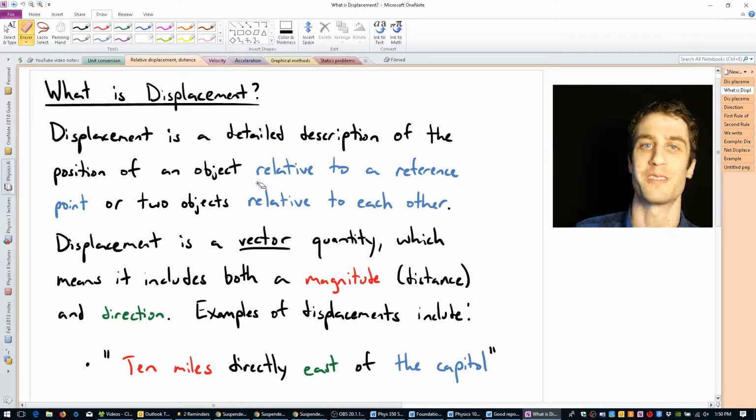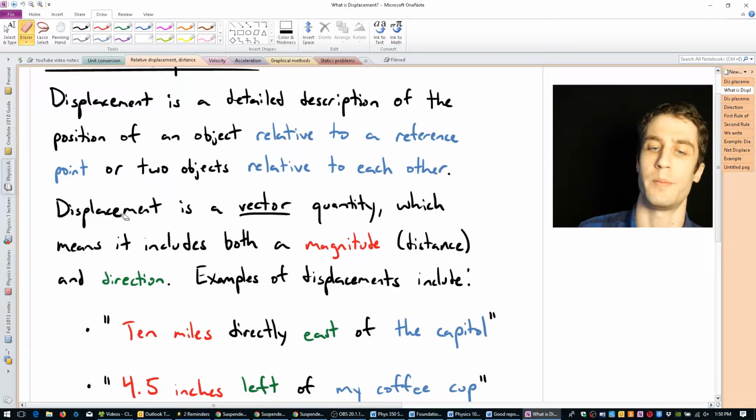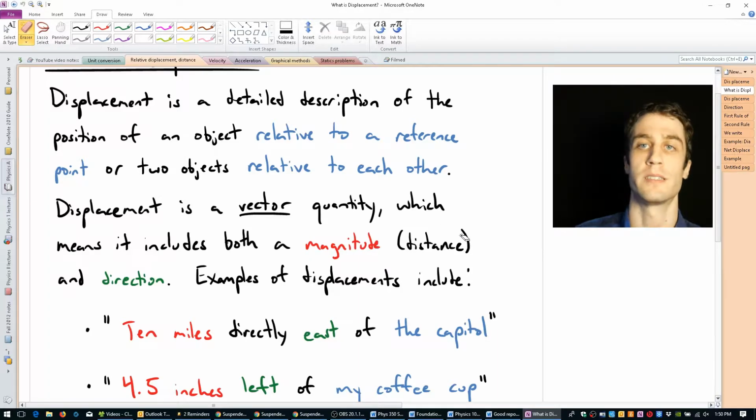I've actually struggled with this question a fair amount. I think that a lot of the definitions that you see are going to be kind of circular reasoning, so this was what I came up with. Displacement is a detailed description of the position of an object relative to a reference point, or two objects relative to each other. The reference point oftentimes is where the object started. It could be arbitrary, it could be on the moon or something like that. But displacement is a vector quantity, which means it includes both a magnitude, which is a distance, and a direction.